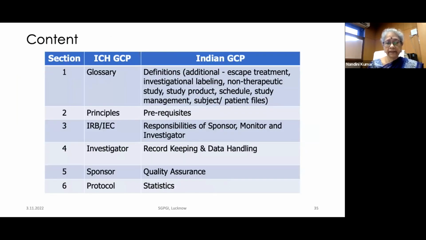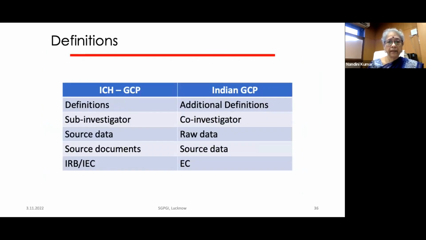Oh, sorry, this is a repetition. So the definitions, here you have additional definitions. They call it sub-investigator, we say co-investigator; source data, raw data; source documents, source data. We always excel in trying to have different words. Okay, there's no harm in accepting what already exists. But people want to show Indians are different.